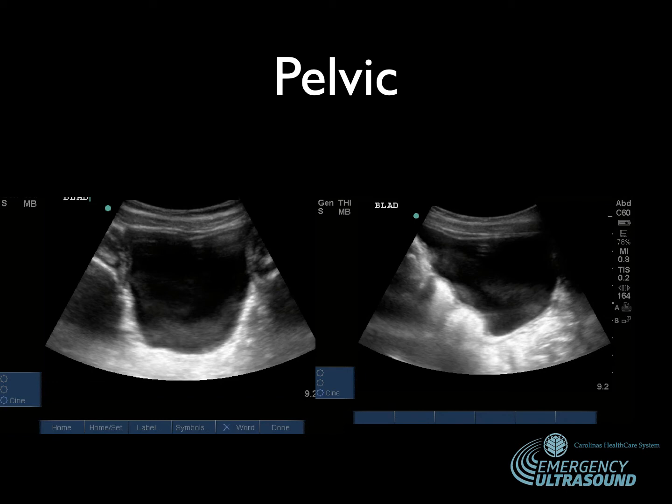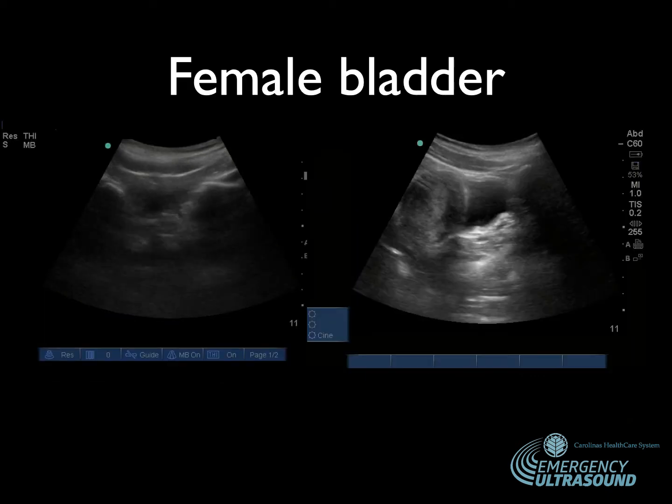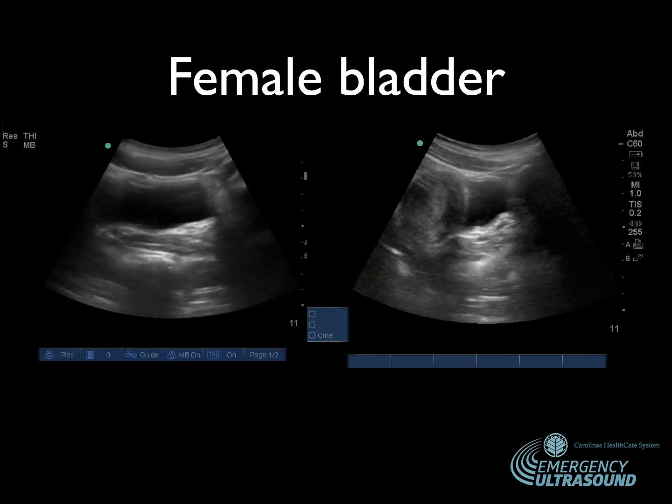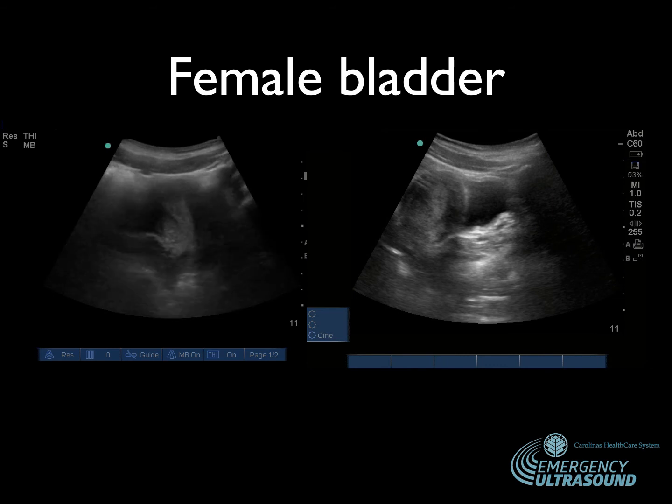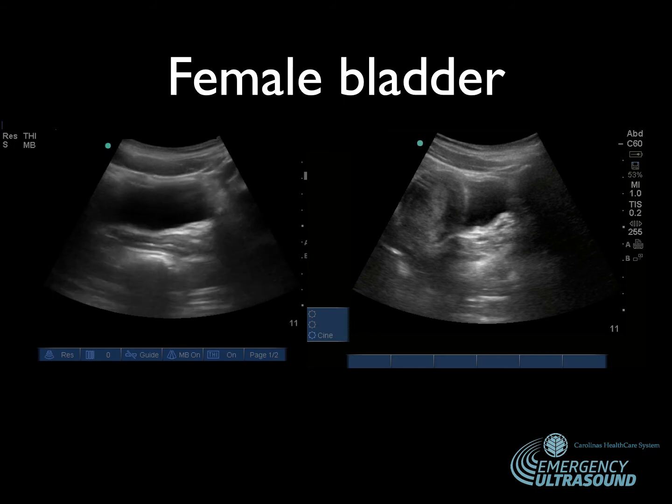Here's an example of what we want to see when performing the FAST exam in the bladder views. You want to see the transverse and the sagittal views. So here we have a female bladder view, transverse, and we can see in the sagittal view, we can clearly see the uterus as well.